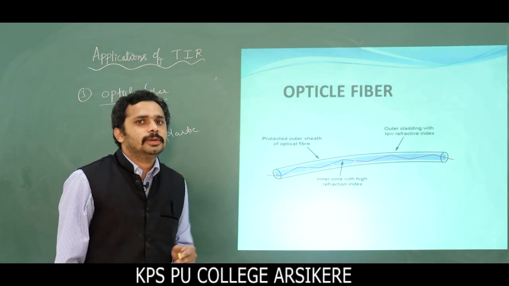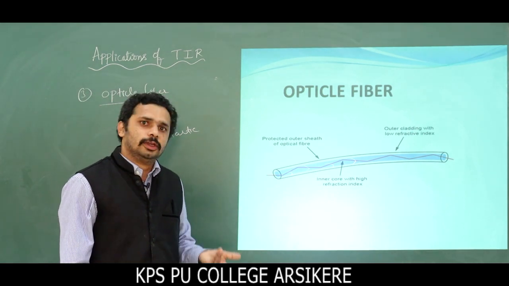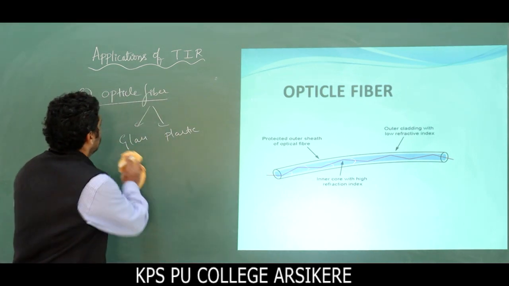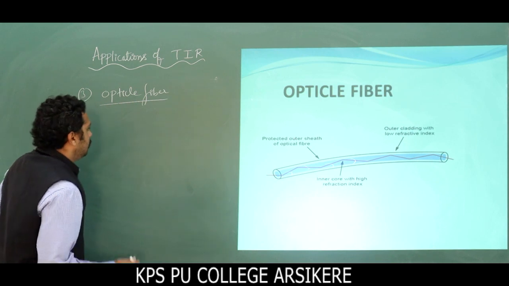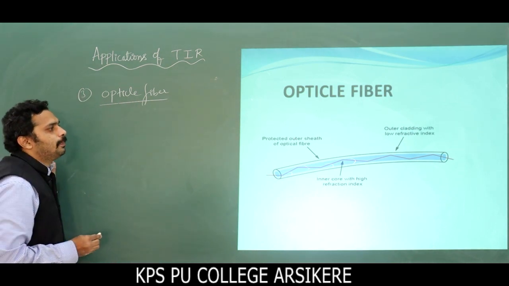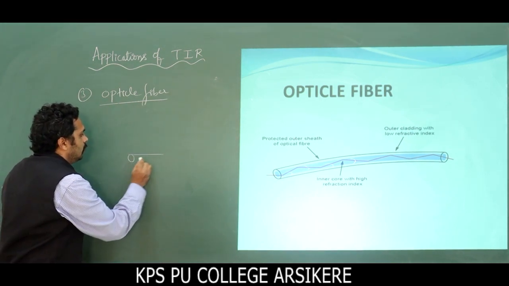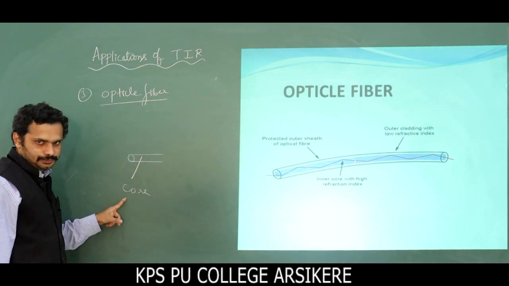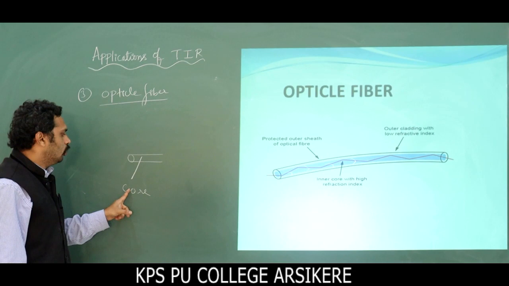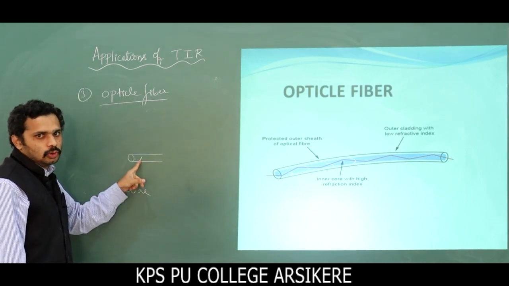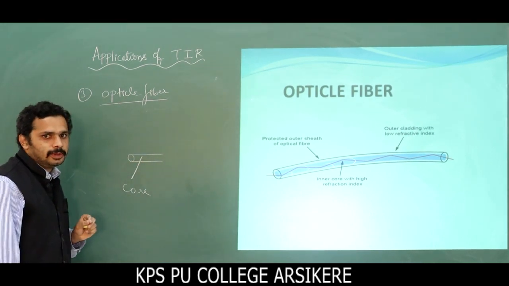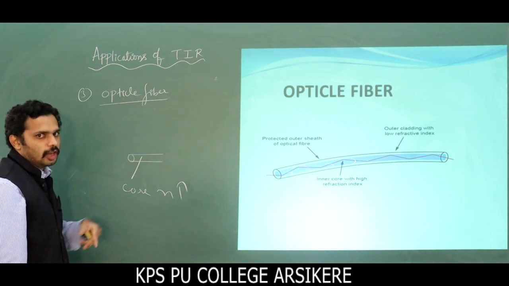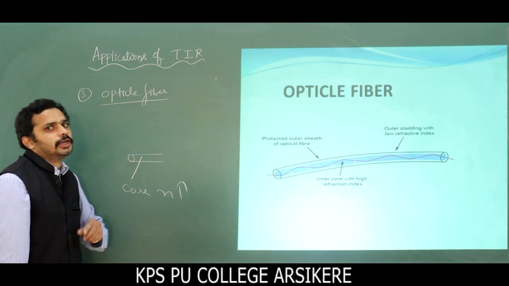Glass optical fiber or plastic optical fiber. Now assume I am using glass optical fiber. Now the optical fiber consists of mainly three parts. One is the inner part. The inner part is called core. Core is made up of glass. Core is the inner part of the optical fiber. Core has high refractive index. It is made up of glass. It has high refractive index.